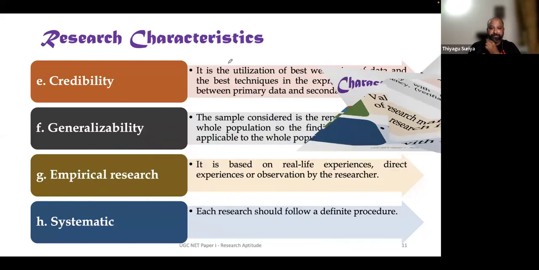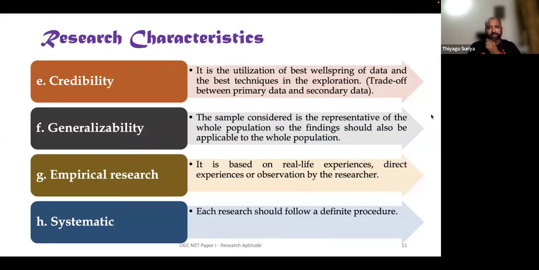And the other one is credibility. So what is called credibility? Particularly when you take the data, primary data and secondary data, you know that first hand data collection is called primary data. Secondary data is already existing data. If you are using existing data for your research, it's called secondary data.